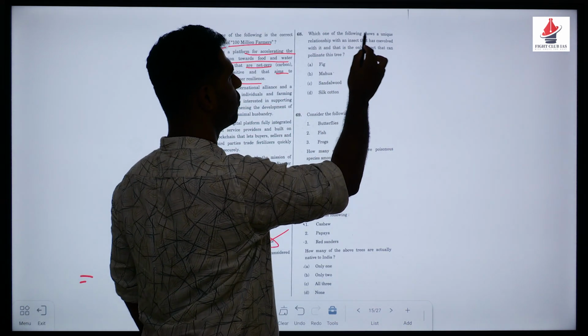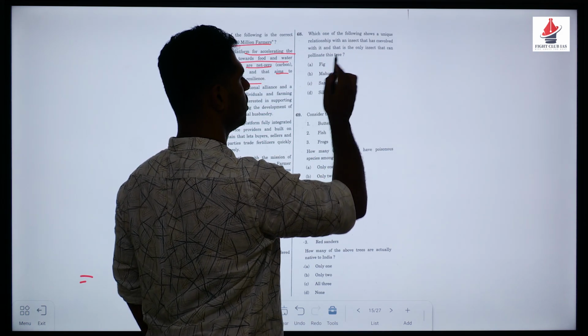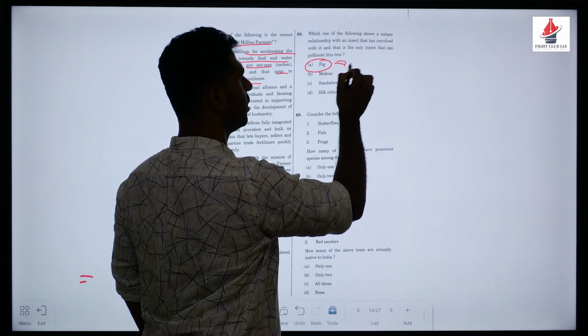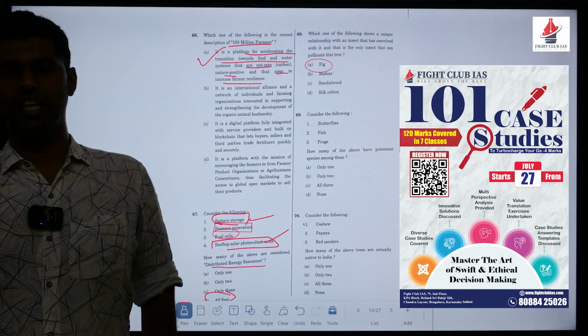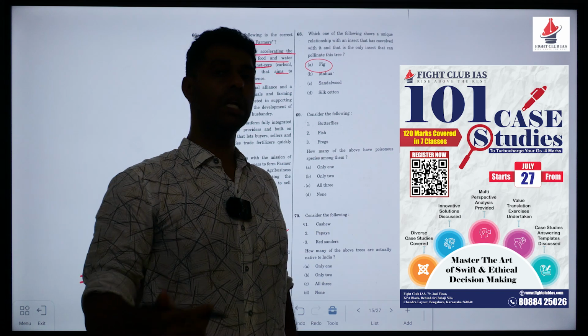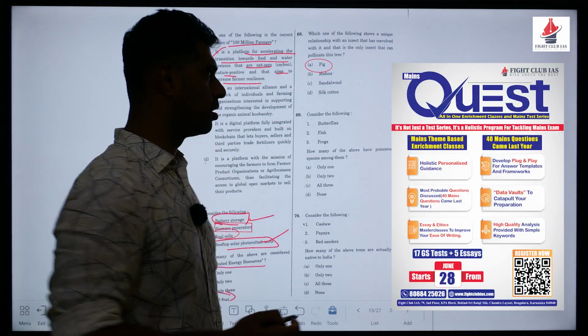67th. Coming to 68, which one of the following shows a unique relationship with an insect that has co-evolved with it, and that is the only insect that can pollinate this tree? It is the fig tree. The fig along with the wasp, right? Fig wasp is an insect. It is the only insect that can pollinate this particular tree. They have co-evolved together, right?